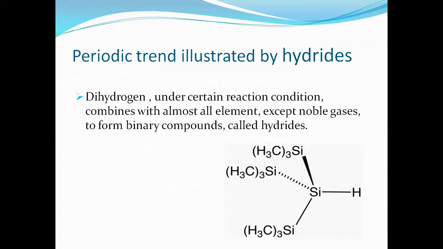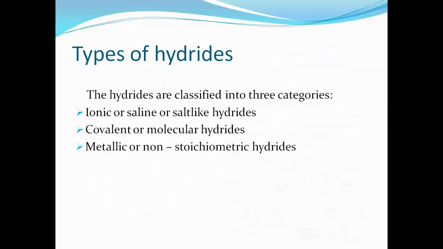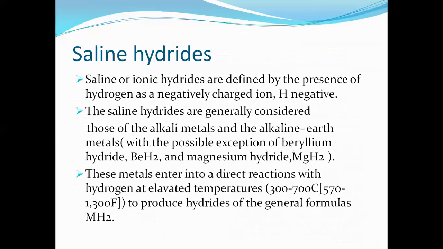Next, I discuss periodic trend illustrated by hydrides. Hydrogen under certain reaction conditions combines with almost all elements except noble gases to form binary compounds called hydrides. For example, trimethyl silyl. Types of hydrides: the hydrides are classified into three categories: ionic hydrides, covalent hydrides, and metallic hydrides.